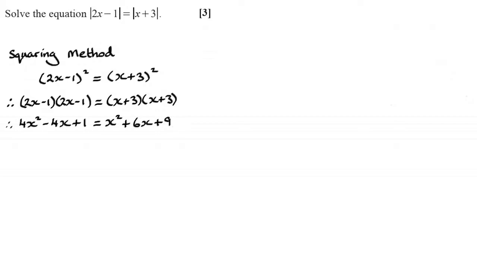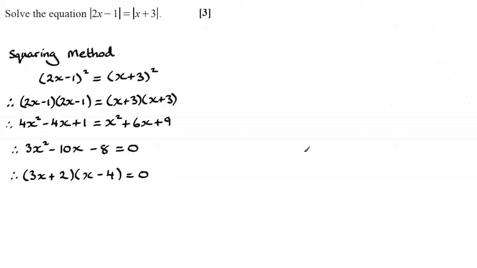There you go. We've got a quadratic equation. We need to rearrange it, and if you rearrange it, make it equal to 0, you're going to get 3x squared minus 10x minus 8 equals 0. Factorize it in the usual way. You get your two factors, put each of those factors equal to 0, and you can see that by rearranging it, x equals minus 2/3 or x equals 4. Okay, so well done, guys, for getting that.